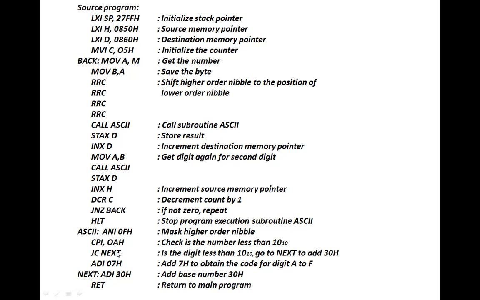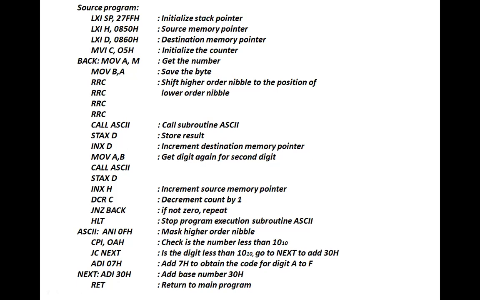So depending upon the value which is available in the lower order nibble, we are going to add either 30 only, or we are going to add 7 and then 30. It means if the number is more than 9, we have to add 37. So for that, first 7 is added and then 30 is added. But if the number is lying between 0 to 9, only 30 will be added and it will return.